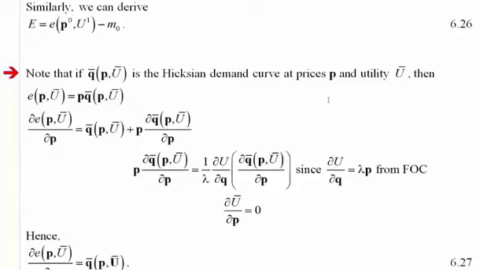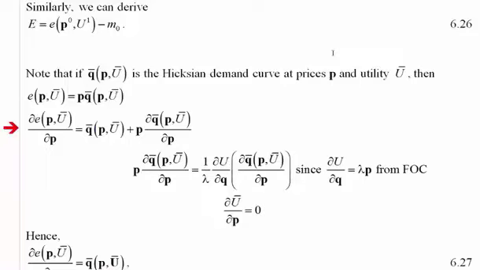Note that the expenditure function can be written in terms of the Hicksian demand function as shown here, and we could take the derivative of the expenditure function with respect to the vector P, and then using the product rule you obtain the Hicksian demand function Q bar plus P times the derivative of Q bar with respect to P.